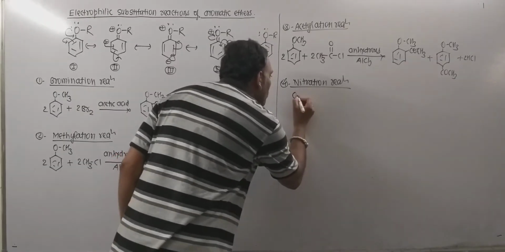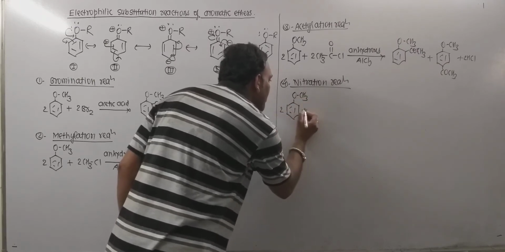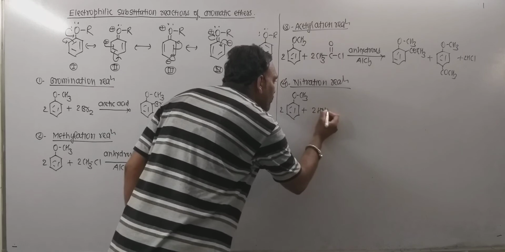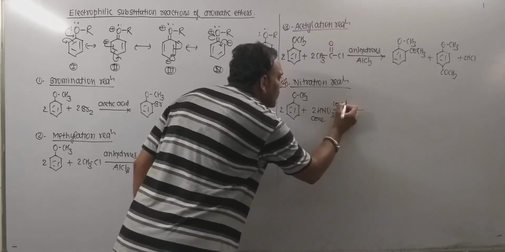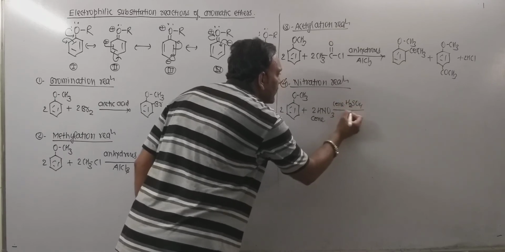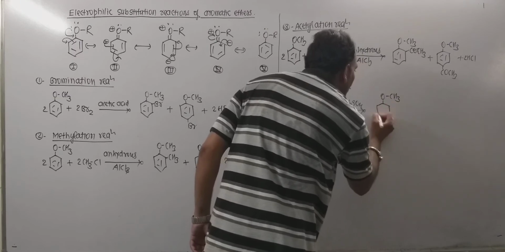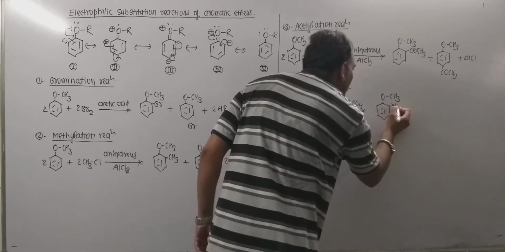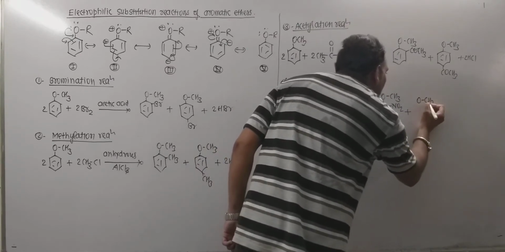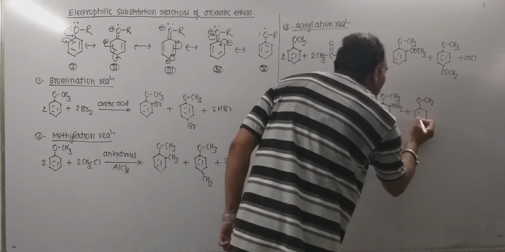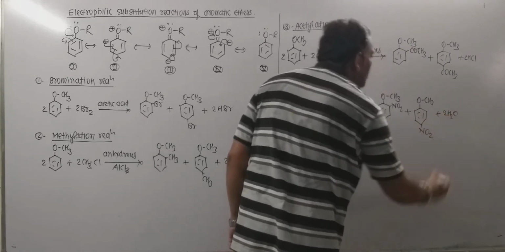So when anisole, this is anisole, is heated with a mixture of concentrated nitric acid and concentrated sulfuric acid, then a mixture of ortho and para substituted products is obtained. So one of the products is ortho nitroanisole, and the other product, which happens to be the major product, is para nitroanisole with the departure of water.